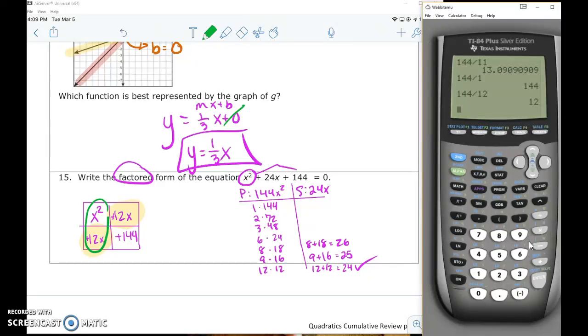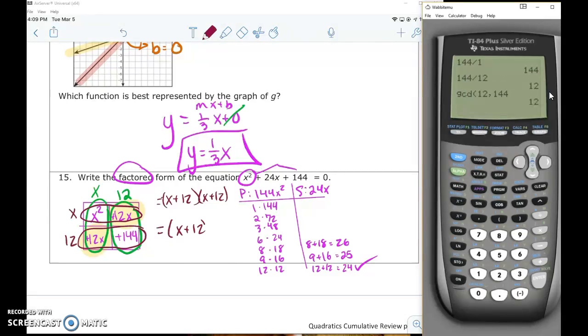We're factoring, so then we are looking for what each column has in common. In the first column, they both have an x. The GCF between 12 and 144 is 12. And if you struggle with finding that, remember you can do math, number, GCD, 12, 144. And it gives us the GCF is 12. Going the opposite direction, we have the same thing. Both of these have an x, and the greatest common factor between 12 and 144 is 12. So I have x plus 12 times x plus 12. However, since these are both the same, a better way to write this would be x plus 12 squared.